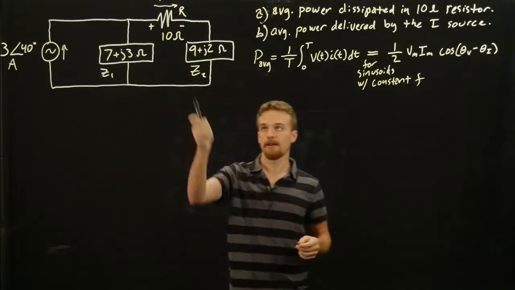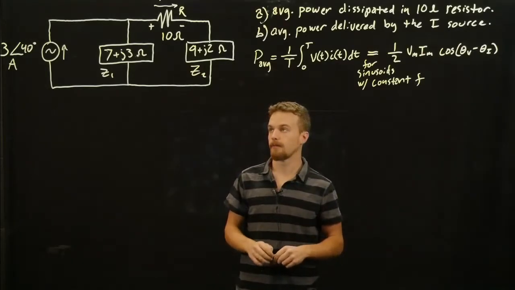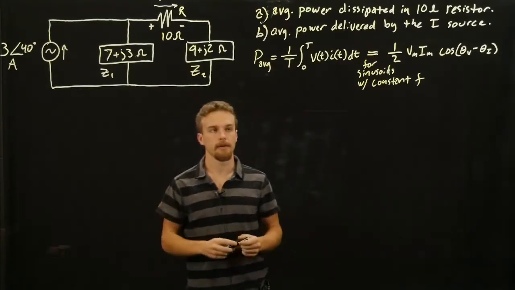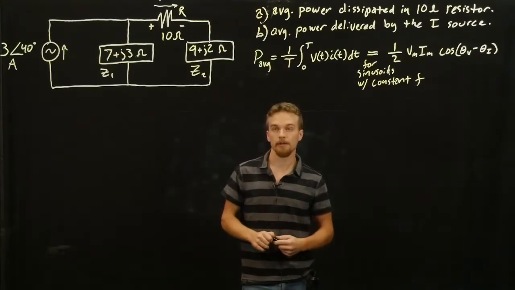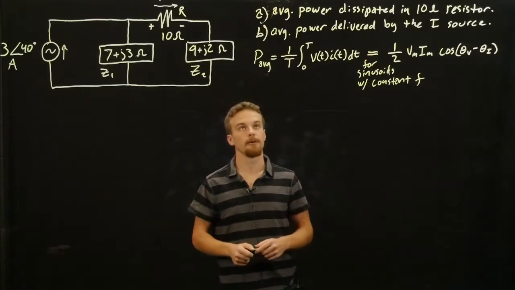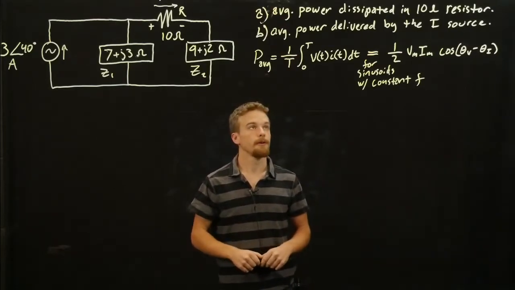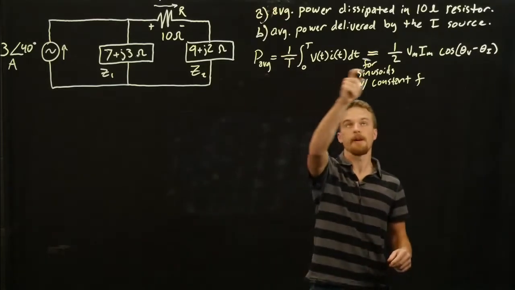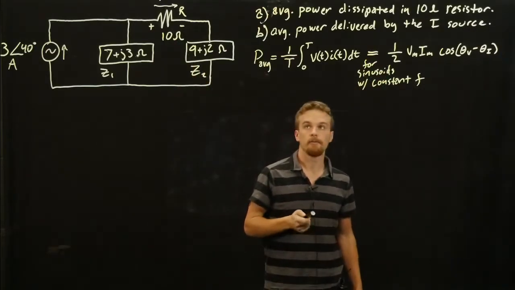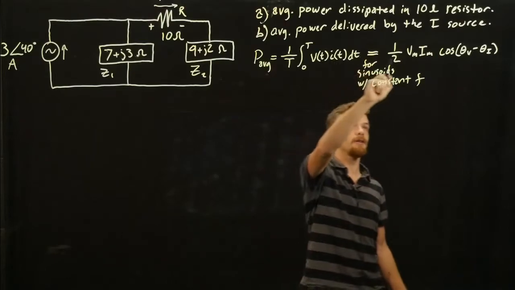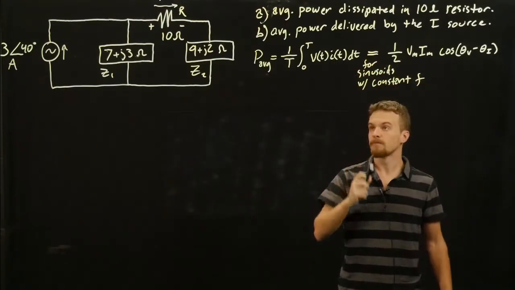This is actually a common problem. Inductors and capacitors will have imaginary impedance, so we run into this in real world scenarios. What we're going to do today is first find the average power dissipated in this resistor R, and then find the average power delivered by the current source.